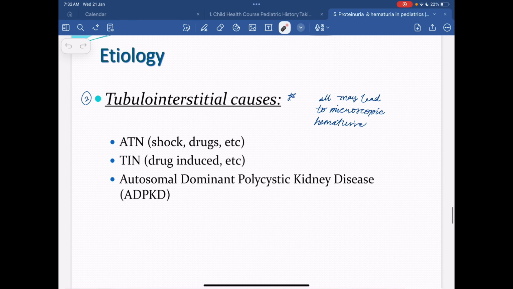Whereas for the second, tubular interstitial causes, it could be acute tubular necrosis, where the tubules themselves are injured or die, whether due to shock with decreased perfusion, or drugs that directly attack the kidney, which are nephrotoxic. Or we have tubular interstitial nephritis, which could be drug induced or associated with autosomal dominant polycystic kidney disease.